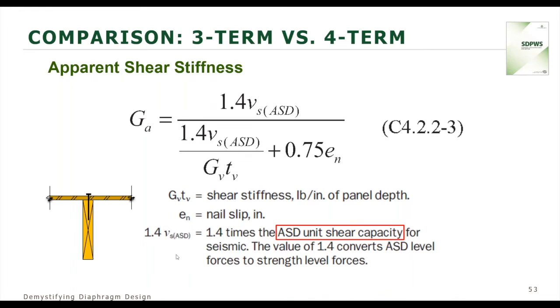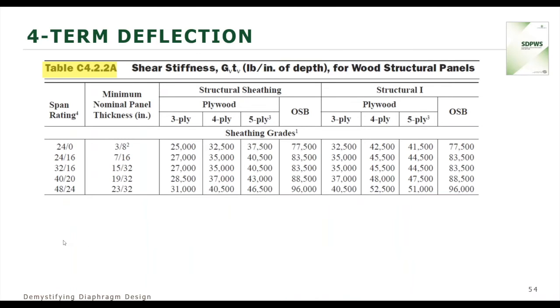And then we multiply it times 1.4 to convert it from an allowable stress level design to a strength level force. That's required by ASCE 7 when designing for seismic story drift. So where do we get our information if we are doing our four-term deflection? There are tables in the commentary that provide information for shear stiffness, that's the G sub V and T sub V for OSB and plywood. That's given in this actual table.